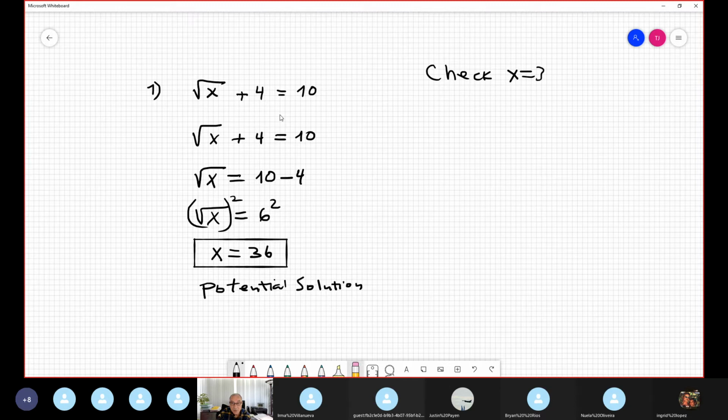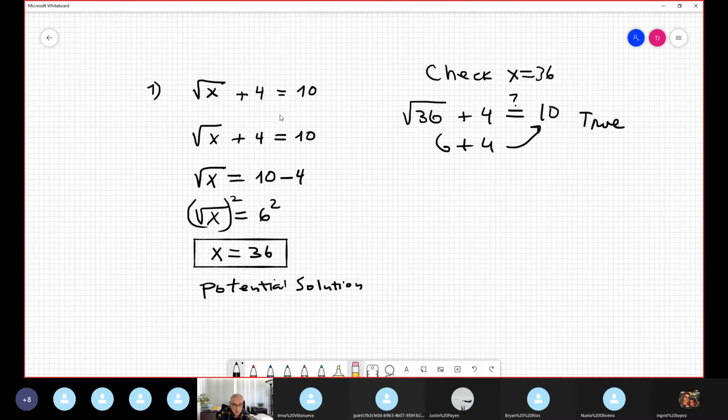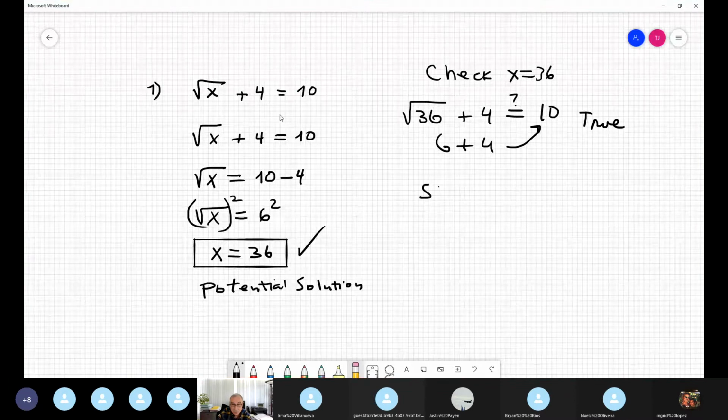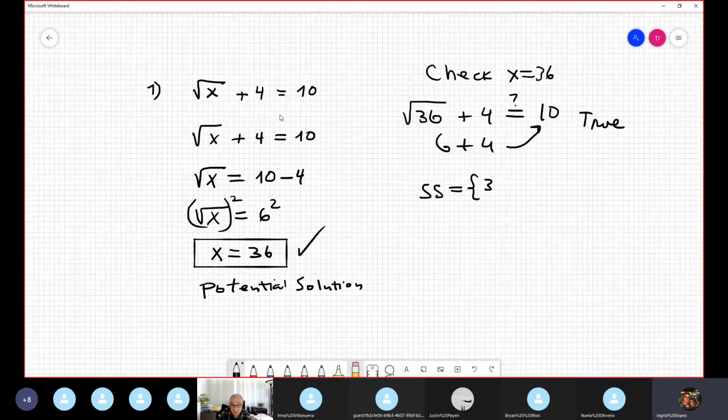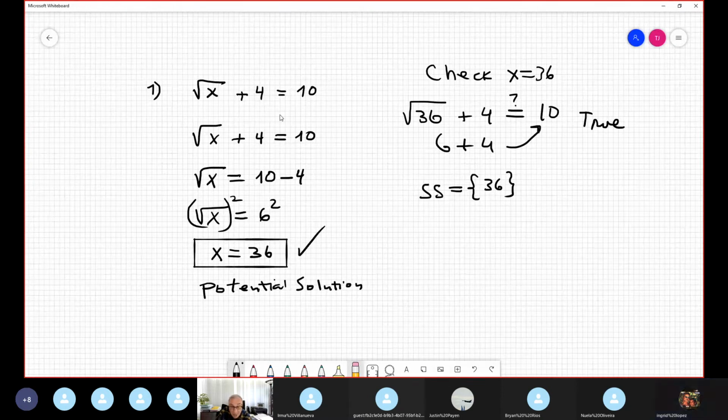Checking for x equals 36. Plugging in: square root of 36 plus 4 should be 10. I need to prove that this statement is true or false. It's obvious it's true, right? Because square root of 36 is 6, and 6 plus 4 is 10. Therefore, it's correct, it's true. Therefore, the solution is 36. We have no option, but the answer is 36. Solution set is 36. So okay? On the exam, you want us to check? Yeah, mandatory checking.